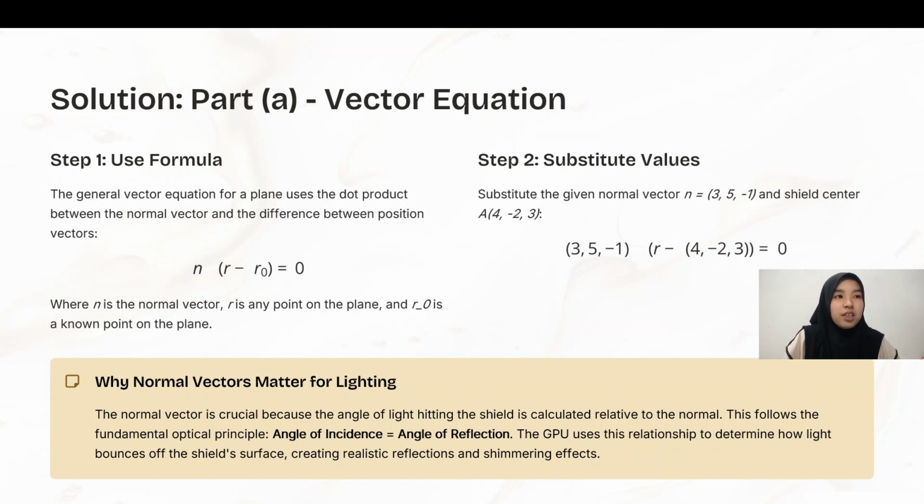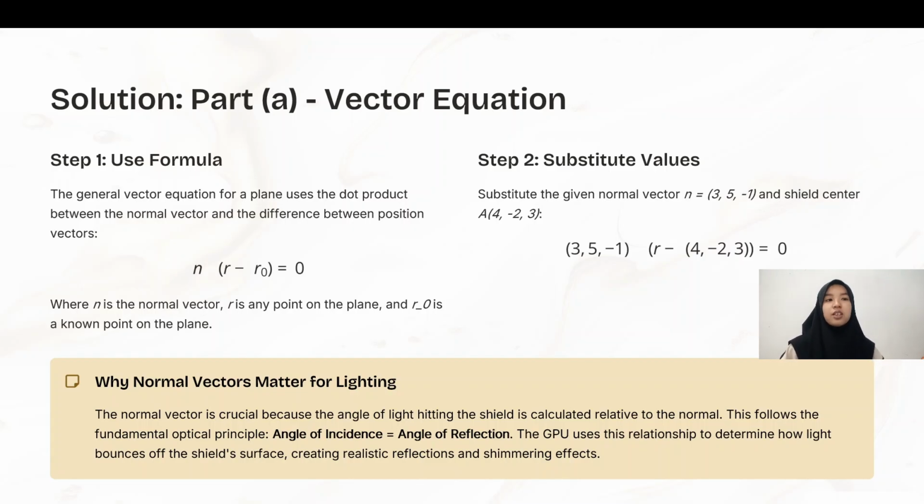Okay, the given normal vector is n equal to (3, 5, -1), and the sheet center is A equal to (4, -2, 3). So we just substitute for n and r naught. R naught is the given known point on the plane.